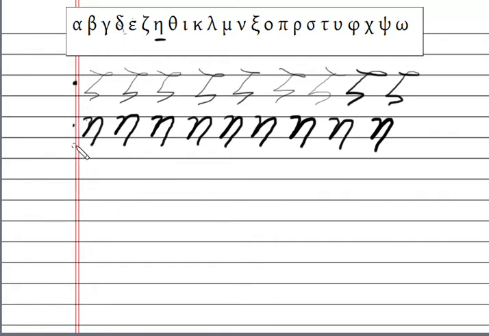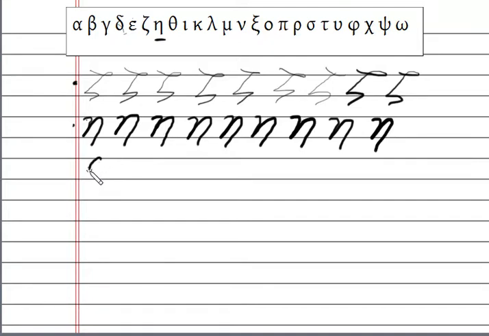The next three are easy to remember because they're zeta, eta, and theta. Zeta, eta, and theta. So we get the three letters. Zeta, eta, theta. And notice they have that rhyminess to them. The theta is the equivalent of our TH sound.